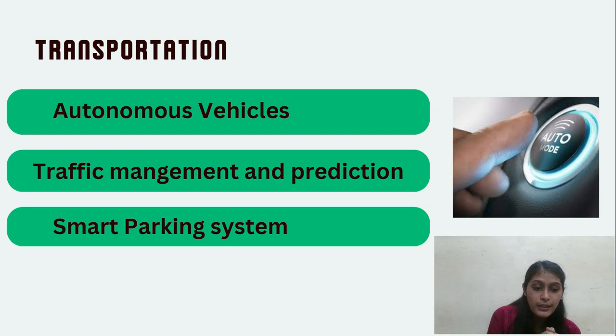Then we have smart parking systems, where we can find out where parking is available and park our car there. So ML models can also be used in transportation there.